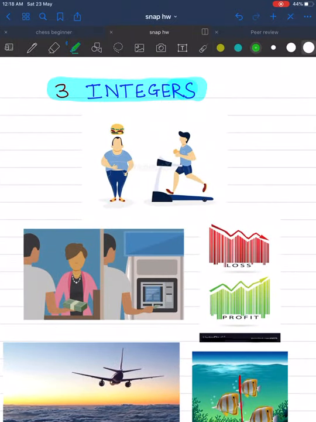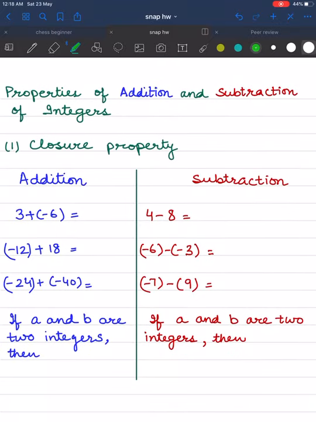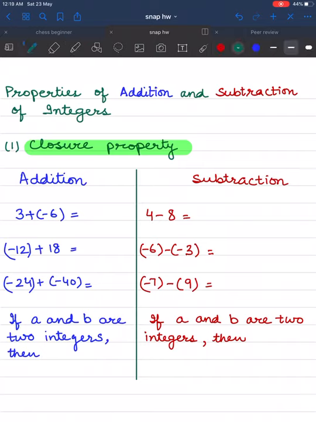Today we are going to do properties of addition and subtraction of integers. Children, you are already familiar with these properties as we have done it for whole numbers. First is closure property. Let's check whether integers are closed under addition or not.